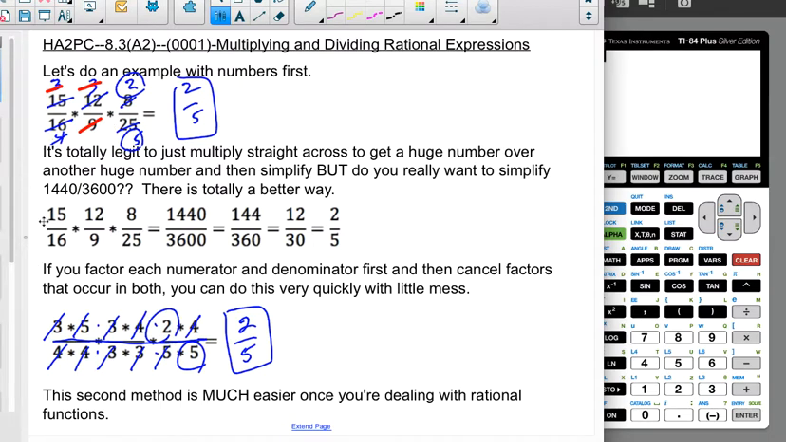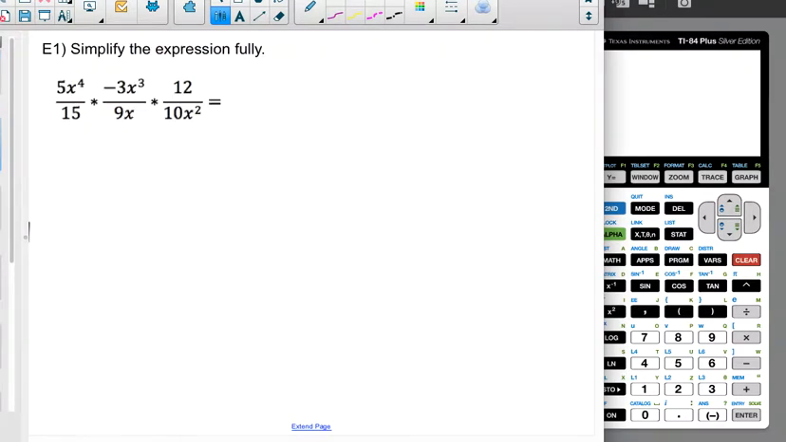So let's go ahead and apply this to expressions that have x's now, right? Because I think when we introduce variables, things get more complicated, but really, if you can keep your number sense and understand that these variables behave like numbers, it's not awful. All right, so example 1, we're going to simplify 5x to the fourth over 15 times negative 3x cubed over 9x times 12 over 10x squared.